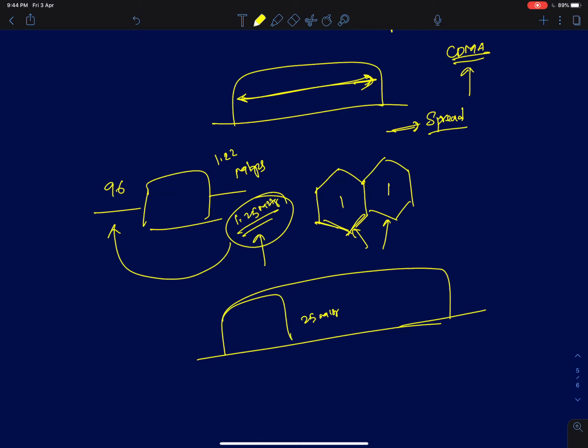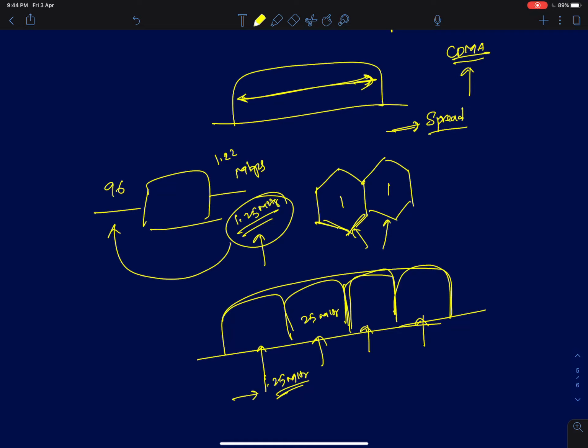So you can divide it into large chunks like this. Large chunks of bandwidth, say 1.25 megahertz. Okay, I can divide 25 megahertz of bandwidth, 25 megahertz of total available band into 1.25 megahertz chunks.